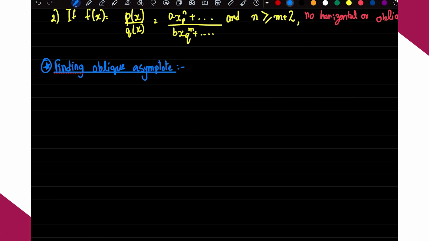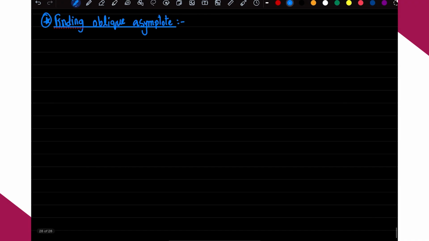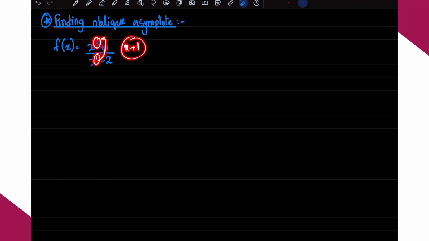So in this case, to find the oblique asymptote, we're going to take an equation. Let's say f of x is equal to x squared plus 1 divided by x minus 2. Notice that the power in the numerator is n plus 1. Let's say the denominator is 1, so this is 1 plus 1 equal to 2. If the power was 1 plus 2, which is 3, then we would have no horizontal or oblique asymptote.